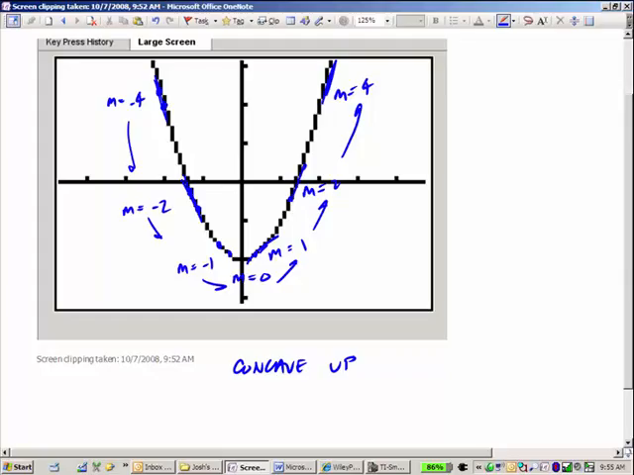Yeah, so if I had to describe it in words, I would say the function is bending upward. It's smiling, right? That's what concave up looks like. What concave up means is that the slope is getting bigger and bigger and bigger. So in this case, the slope starts off negative and gets more and more positive.